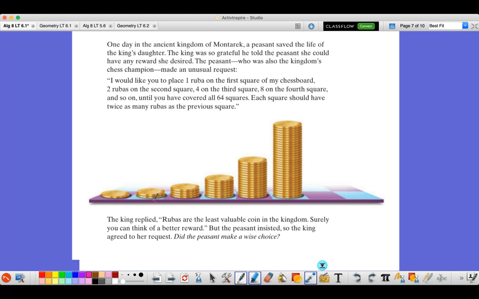So you can see in the picture here. So here is the first square. That's square number 1. This is square number 2, square number 3, 4, and so on. And this is the number of squares, and then down here, the number of rubas. So this one has 1, this one has 2, and then this one has 4. Remember, they double. And then this one has 8, and so on.